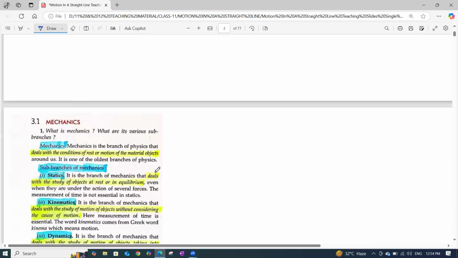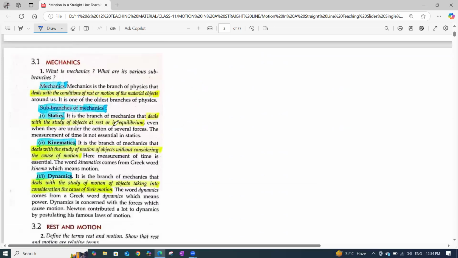First, this chapter is starting with the concept of mechanics. What is meant by mechanics? What are its various sub-branches? Mechanics is a branch of physics that deals with the condition of rest or motion of material objects. In mechanics, you are going to learn about objects which are at rest, and at the same time objects which are in motion. Now, the study of objects which are at rest is known as statics.